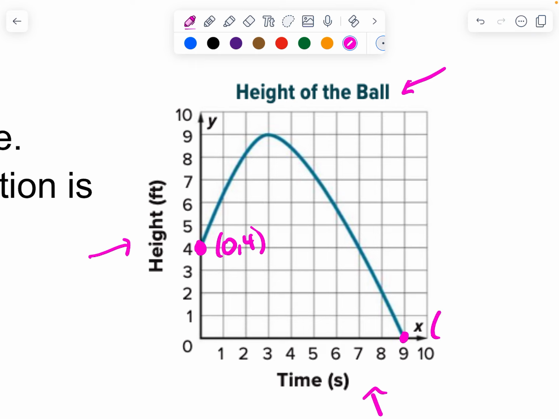This right here, I should have done that as a different color. I want a different color altogether. Let's see, we'll make it black. 9, 0. So before we've even read this, we know that those are my two intercepts.